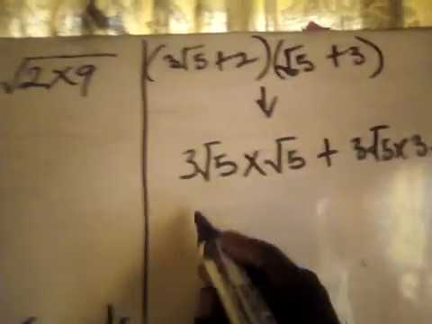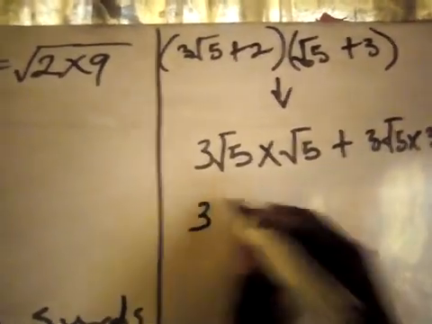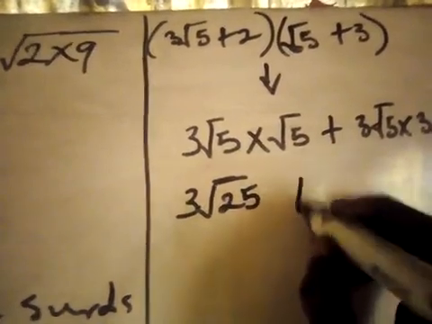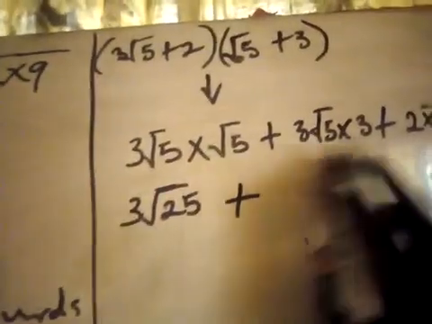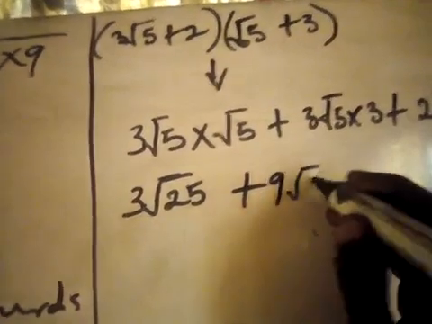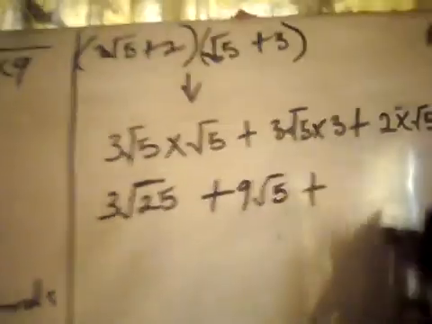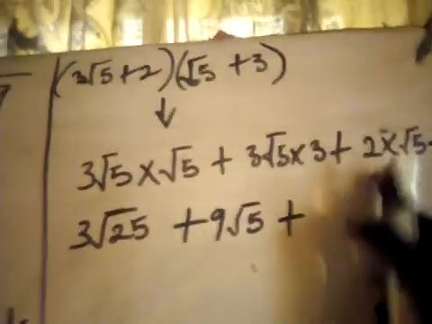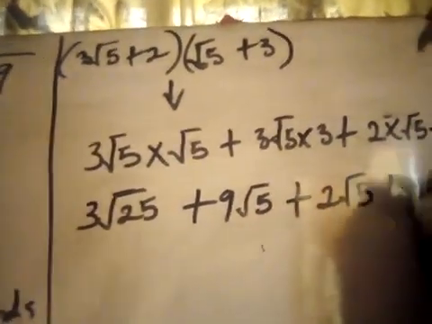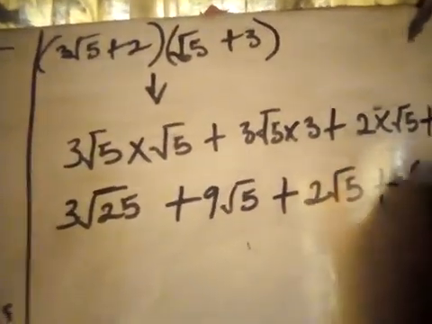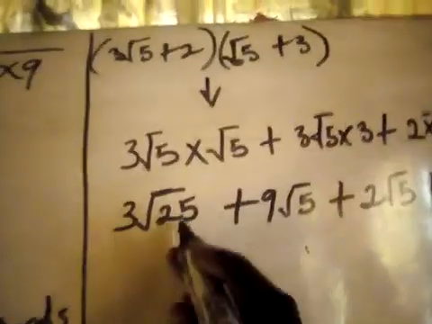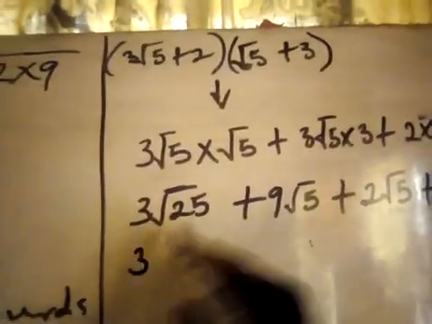This times this will give us 25. This one also will give us this, and these are our numbers. So we have 9 root 5. Then we have this and this, that will be 2 root 5. Then we have 2 times 3, that will be 6. You understand? So you can still simplify this. This will give us what?